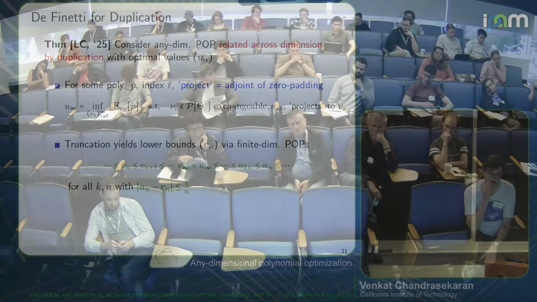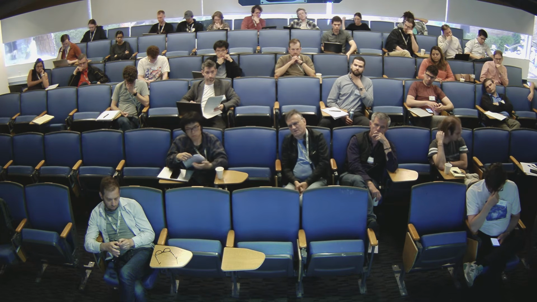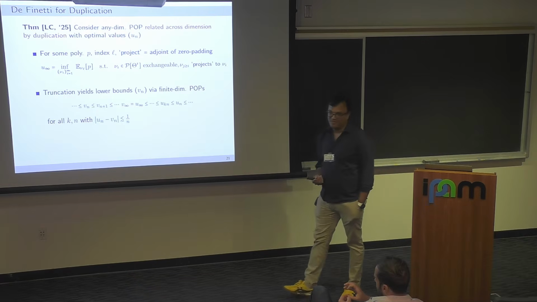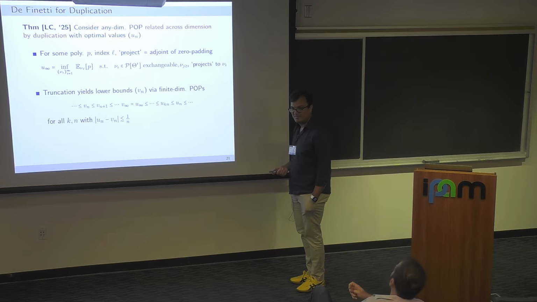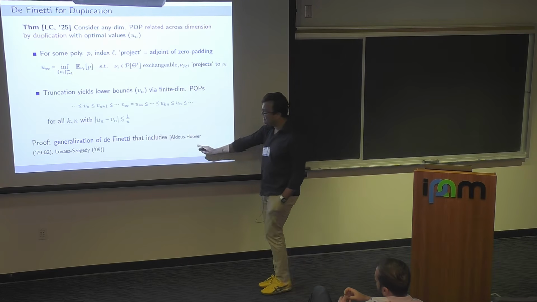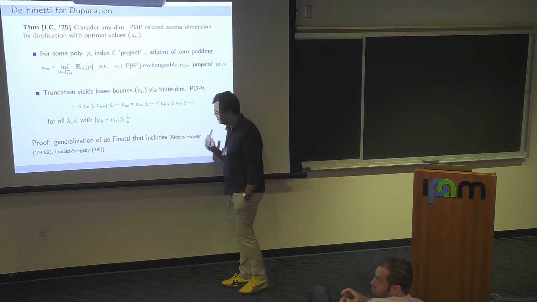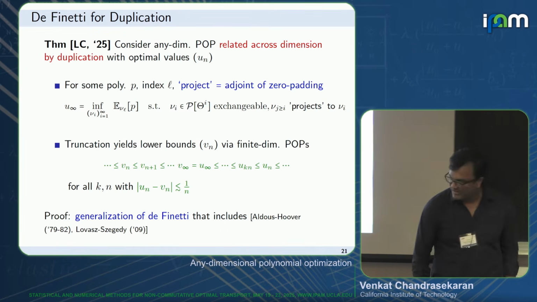Yes? So what you seem to say is that when you have a sequence of growing dimension problems, the key to having some insight is that for a feasible solution of one, there is a way to complete it to make it a solution of the next. Precisely. They need to be related across dimension in an interesting way. Yes, that's really key. That's right. And then you can turn this crank of de Finetti to get this. And the proof here is really based on a generalization of de Finetti, a classic de Finetti, that includes the Aldous-Hoover generalization and the one of Lovász-Szegedy as particular cases.